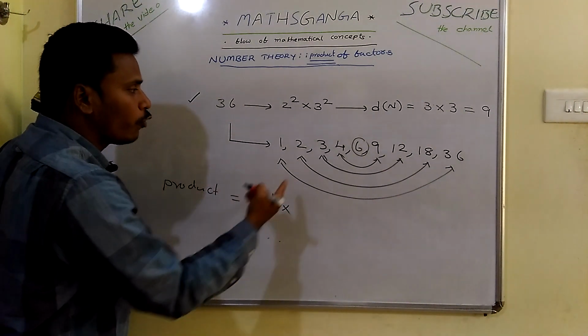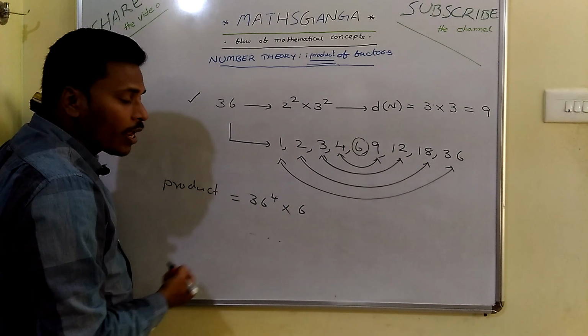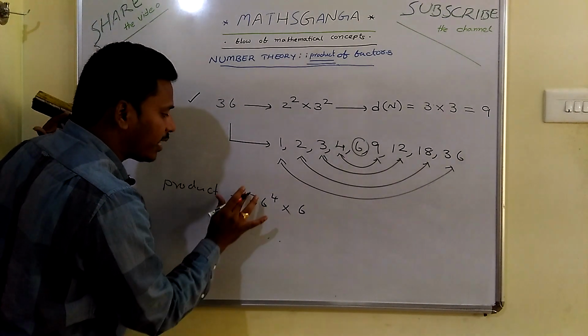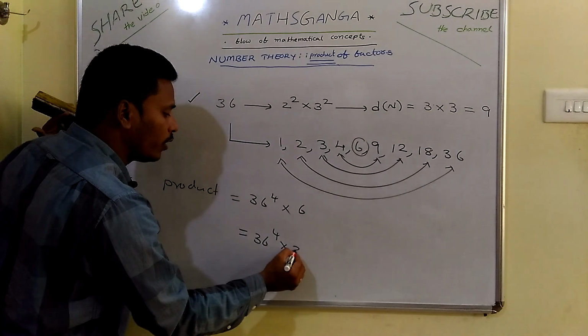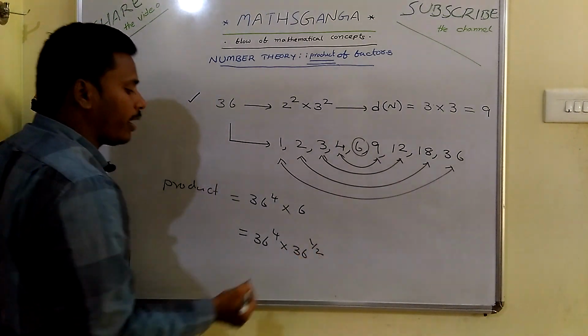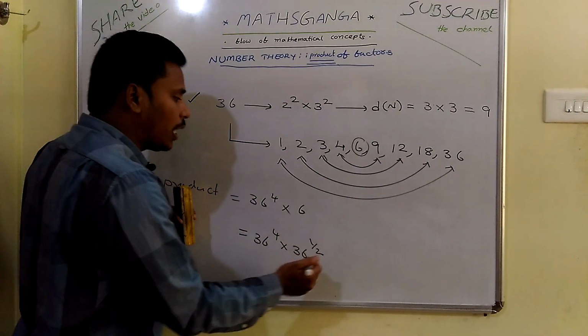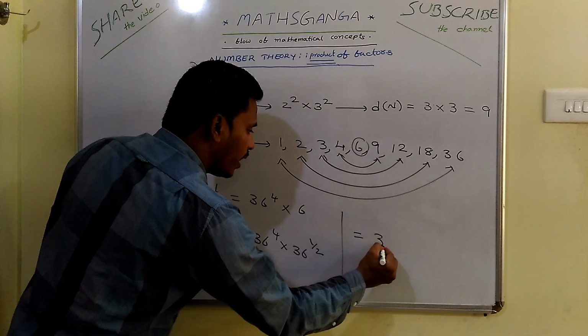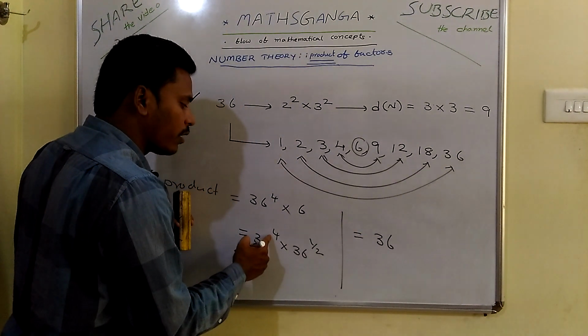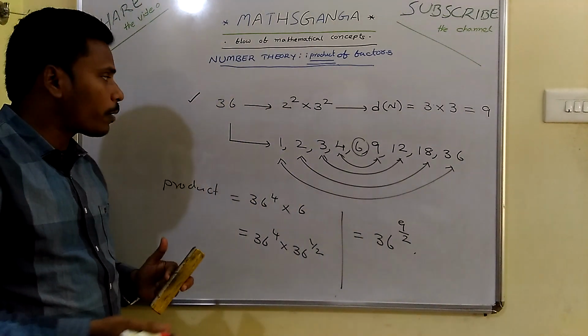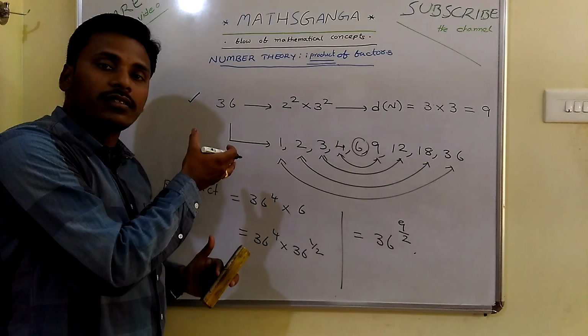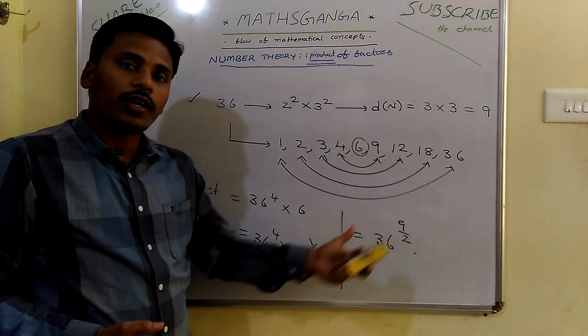So 36 power 4 into 6. And how can we write this 6? I am writing it as 36 power 1 by 2. Since the bases are equal, if you add the powers, it results to 36 power 4 plus 1 by 2, nothing but 9 by 2. So the product of all the factors of 36 is nothing but 36 power 9 by 2.